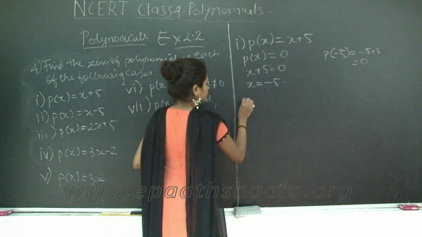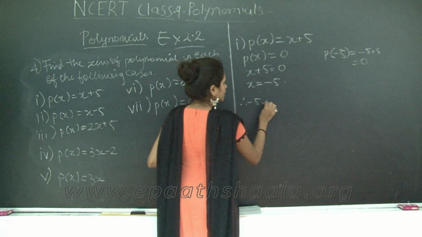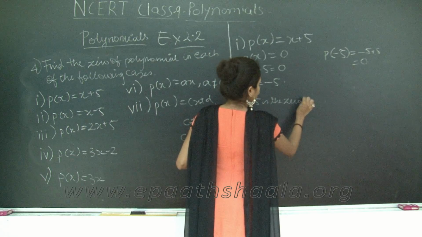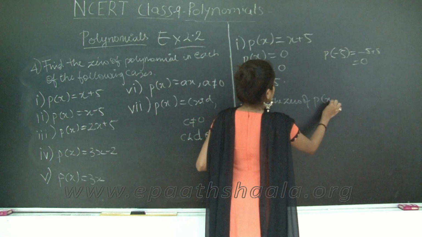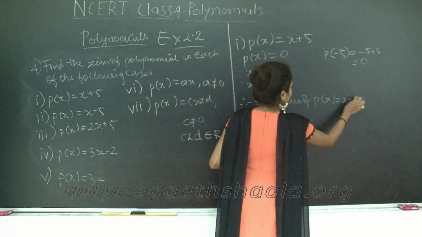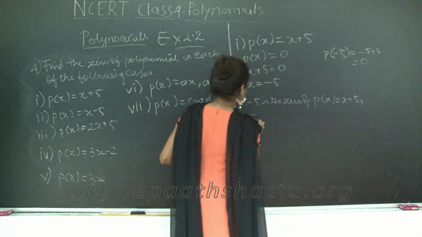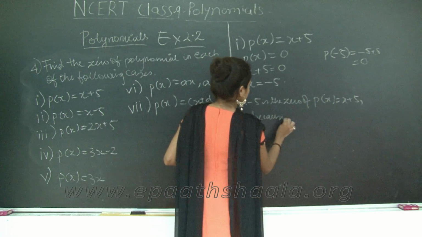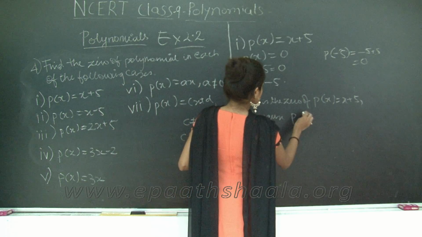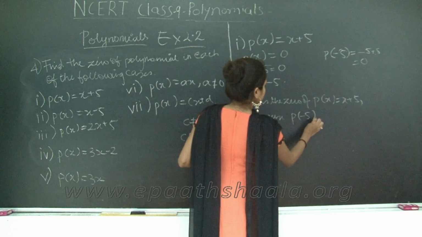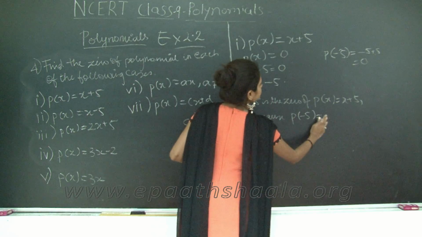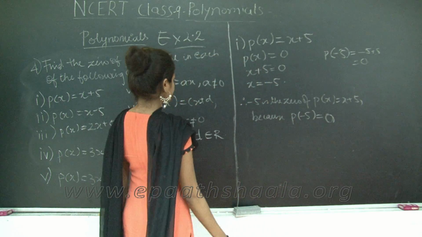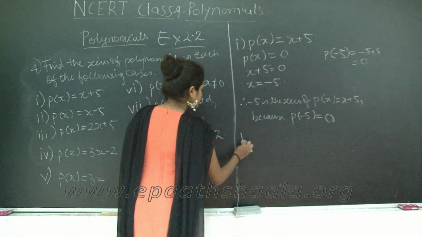Therefore, minus 5 is the zero of polynomial p(x) is equal to x plus 5, because p of minus 5 gives me 0, right?